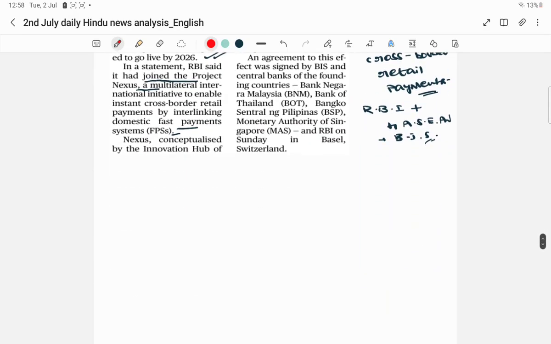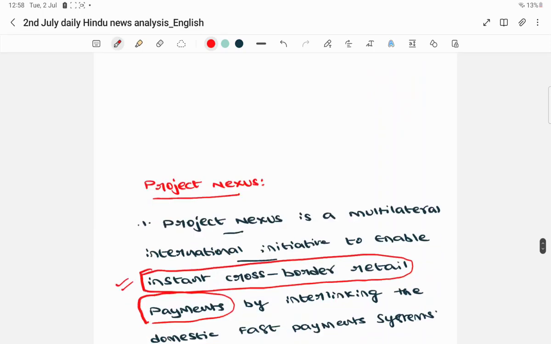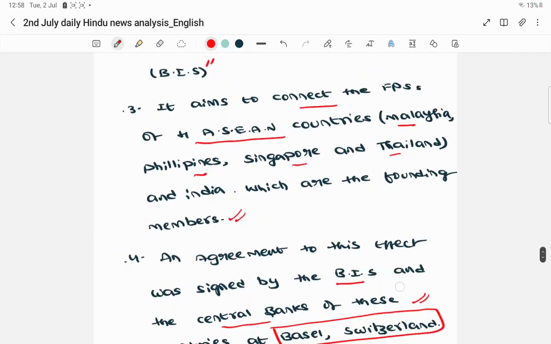So definitely you can expect a question on this. Please be thorough with this one as well. Yes friends, that's it then for this article.